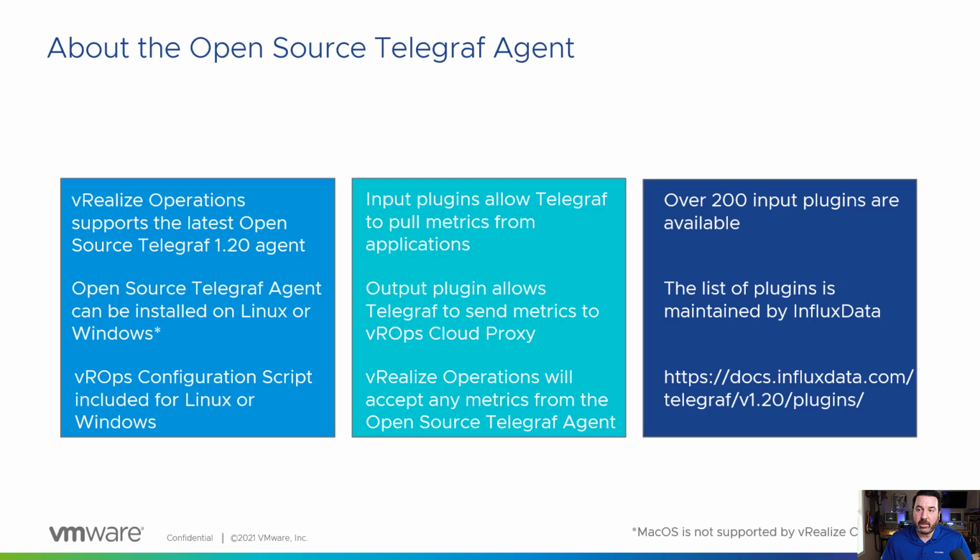So we can accept any metrics from the open source Telegraf Agent. You're not limited to just those 200 plus input plugins that are available through the Influx Data website, or really their documentation site, which will link to GitHub and various other places to get the plugins. But you're not limited to those, so you can configure and maybe even write your own input plugins here. The list of plugins is maintained by Influx Data. They are the publisher of the open source Telegraf Agent, so you can just go to their website. The URL is here, or you can just do a quick Google search for open source Telegraf input plugins.